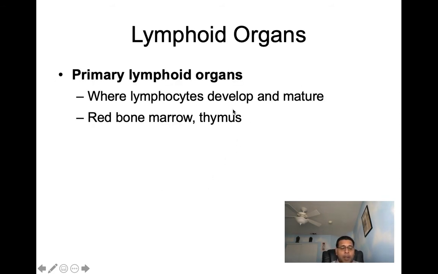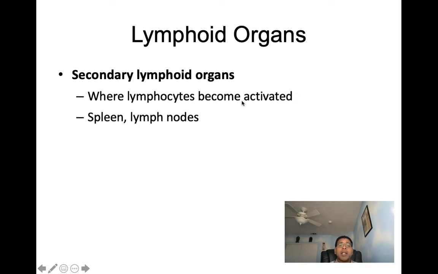Now, when we talk about our primary lymphoid organs, this will include organs such as our red bone marrow and our thymus. These will be sites where our lymphocytes are going to develop and mature. And then when we talk about our secondary lymphoid organs, our secondary lymphoid organs will include lymph nodes and our spleen. These are sites where our lymphocytes become activated.